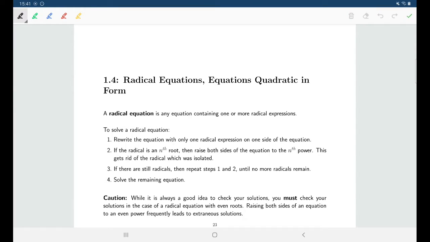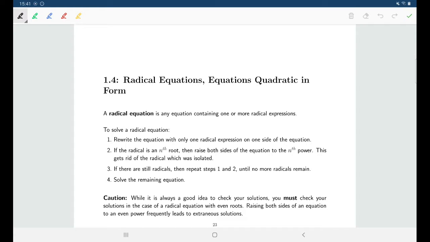Welcome back. In this section, we'll be talking about solving various kinds of equations. Equations involving radicals, equations that could be rewritten as quadratic equations, and also some other sorts of problems that involve some clever factoring. So, to begin with, talking about radical equations, any equation that has a root in it, a radical expression, is a radical equation.